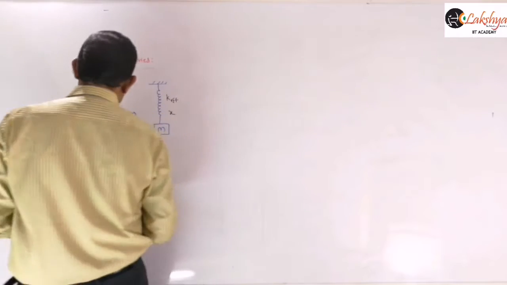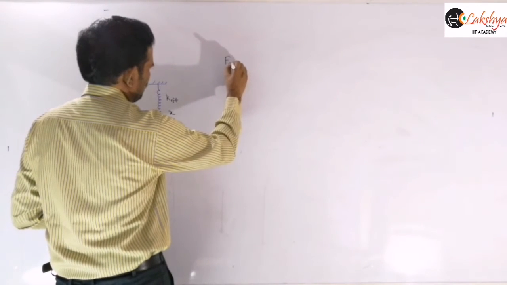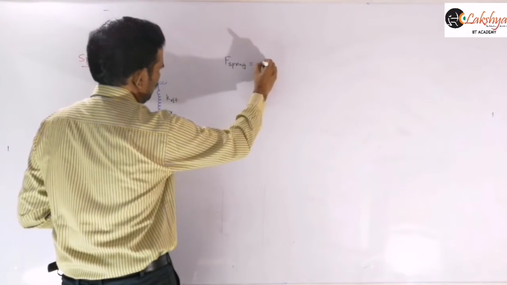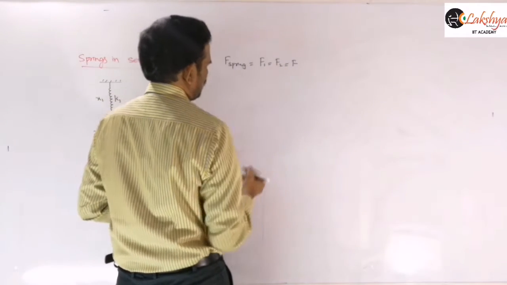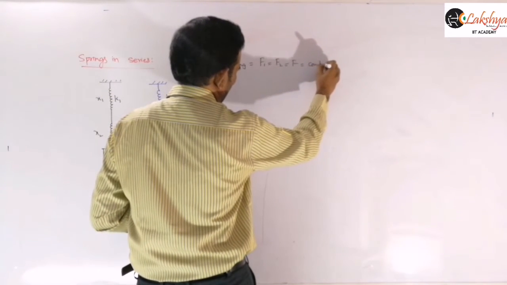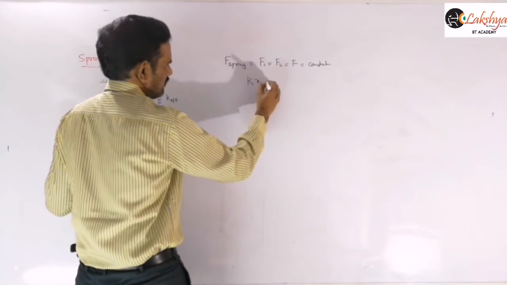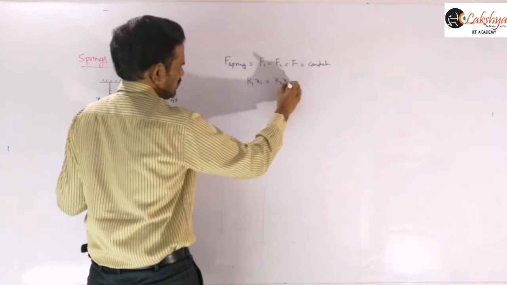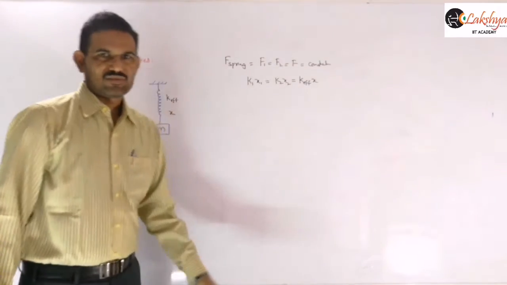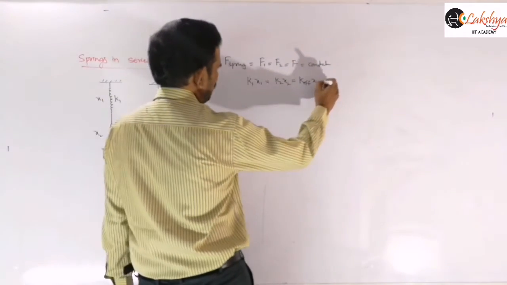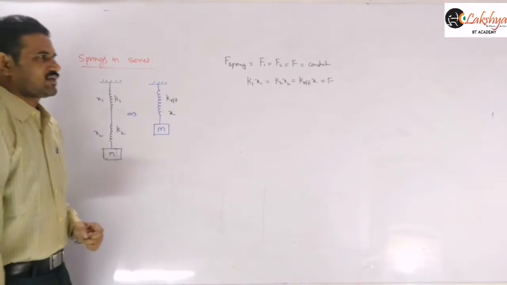So remember that point. And so I can write that the spring force will be constant. So this spring force will be a constant value, so that we can write F1 is equal to F2 is equal to F. For the first spring I can write this as K1 X1. This is equal to K2 X2, or equal to K effective into X. That value is nothing but some constant F, and that is our equation.